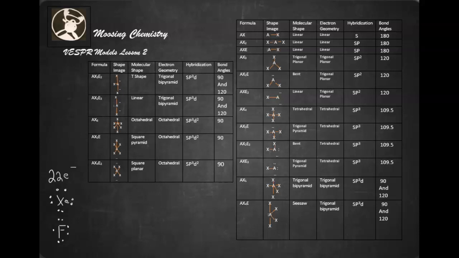Well, what we're going to do is this. We're going to put Xe in the center. We're going to put 1 F on the right, and 1 F on the left. The first thing we're going to do is connect these. So there's 2, there's 4. Now we have to make sure that we have an octet on our surrounding elements. So 2.